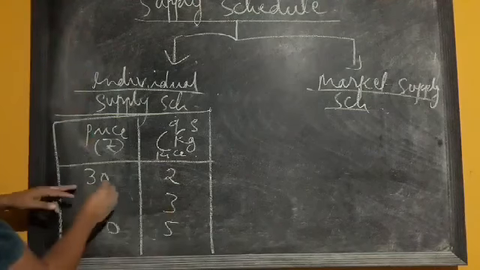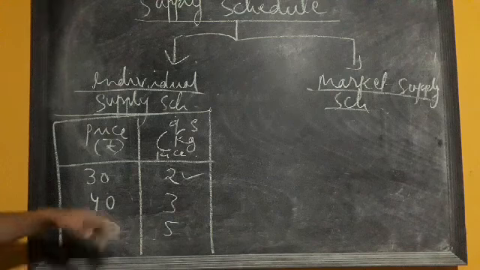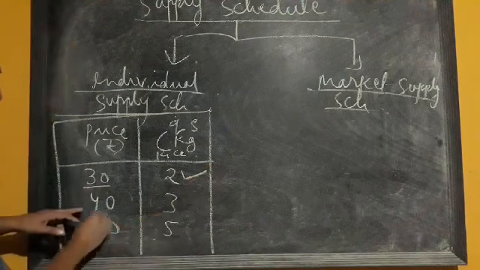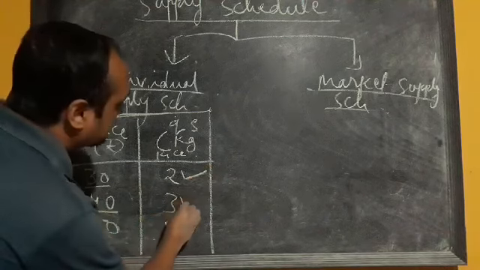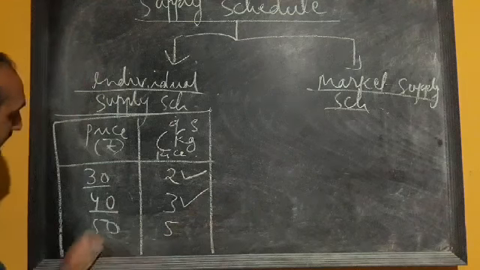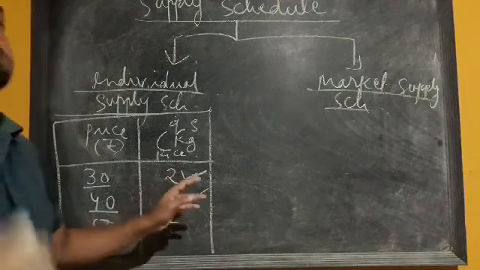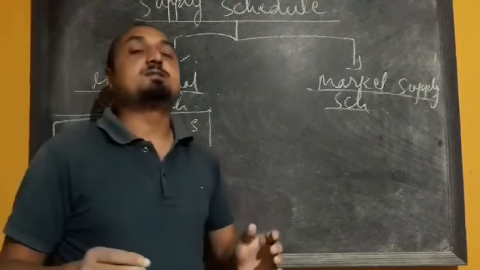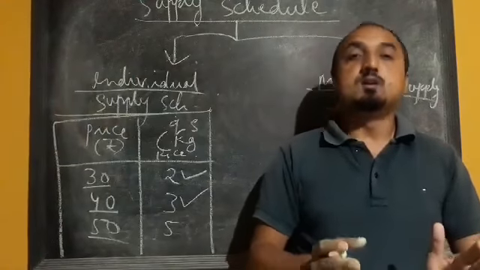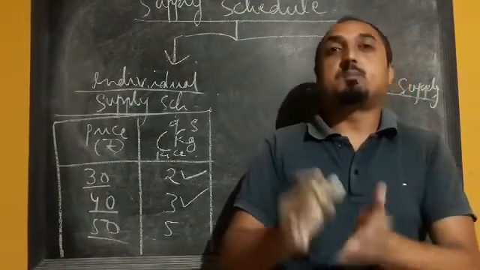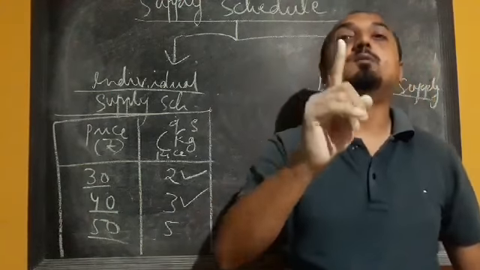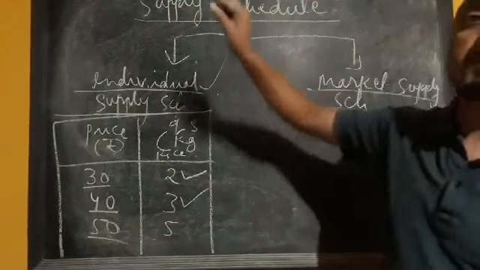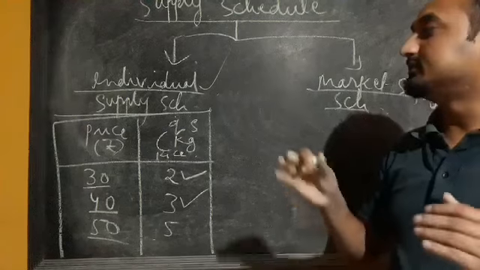So here we can see the various quantities of the commodity being supplied at different prices. When price is 30 rupees, quantity supplied is 2 kg. When price increases to 40 rupees, quantity supplied increases from 2 to 3 kg. Similarly, when price increases from 40 to 50, the quantity supplied of rice increases from 3 to 5 kg. So an individual supply schedule is a tabular statement in which the different quantities of a commodity are supplied by a single producer at different prices. That concept is called individual supply schedule.